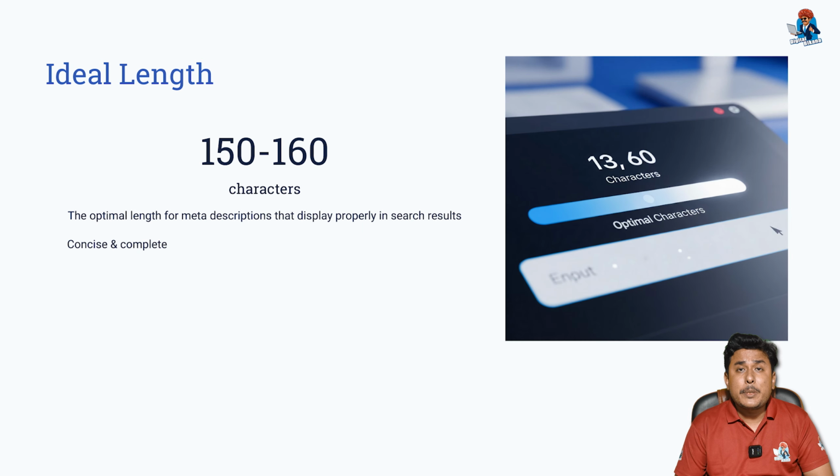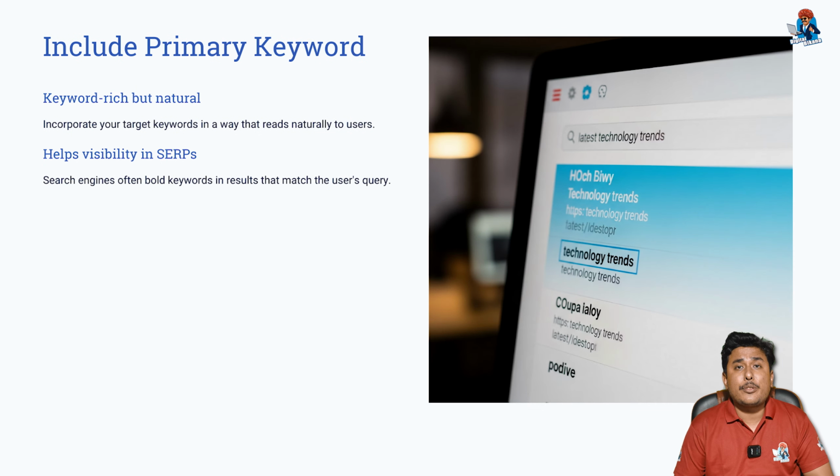Keep your meta description between 150 to 160 characters. Longer text may get cut off, while shorter descriptions might not be descriptive enough. Use your main keyword naturally in the meta description. Google may bold it in search results when it matches the user's query.